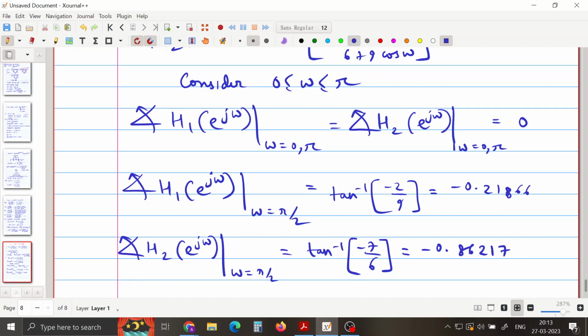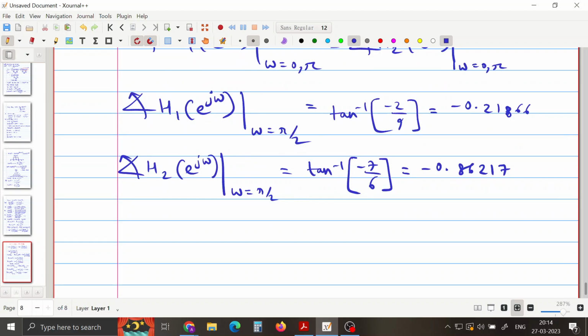So clearly you see both these phase responses started from 0 at omega equals 0. But as omega was increased from 0 to pi by 2, once omega reached the value of pi by 2, the phase response for the first system took the value minus 0.21, whereas the phase response for the second system took the value minus 0.86, so even more negative, you see.